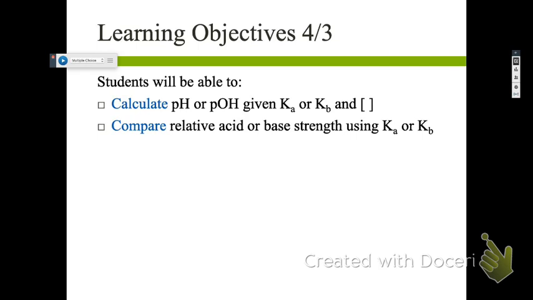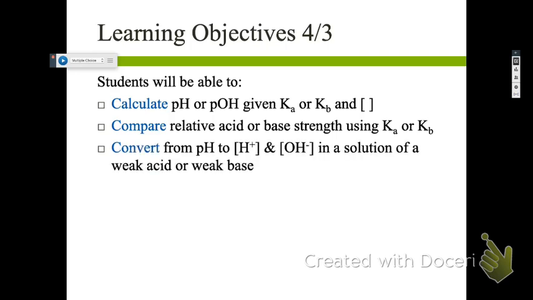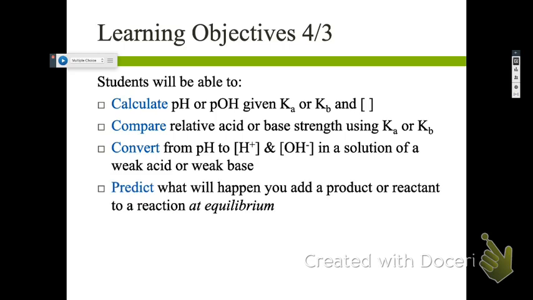I want you to be able to look at an acid or a base and say which one is more likely to give up a proton, or which one's more likely to accept a proton, more acidic or basic. And then we're going to convert between pH, pOH, concentration of H plus, concentration of OH minus. I think some of the homework you had was asking you to do that for today? And then the homework for Sunday has a lot more of that as well. So you'll get a chance to practice this.